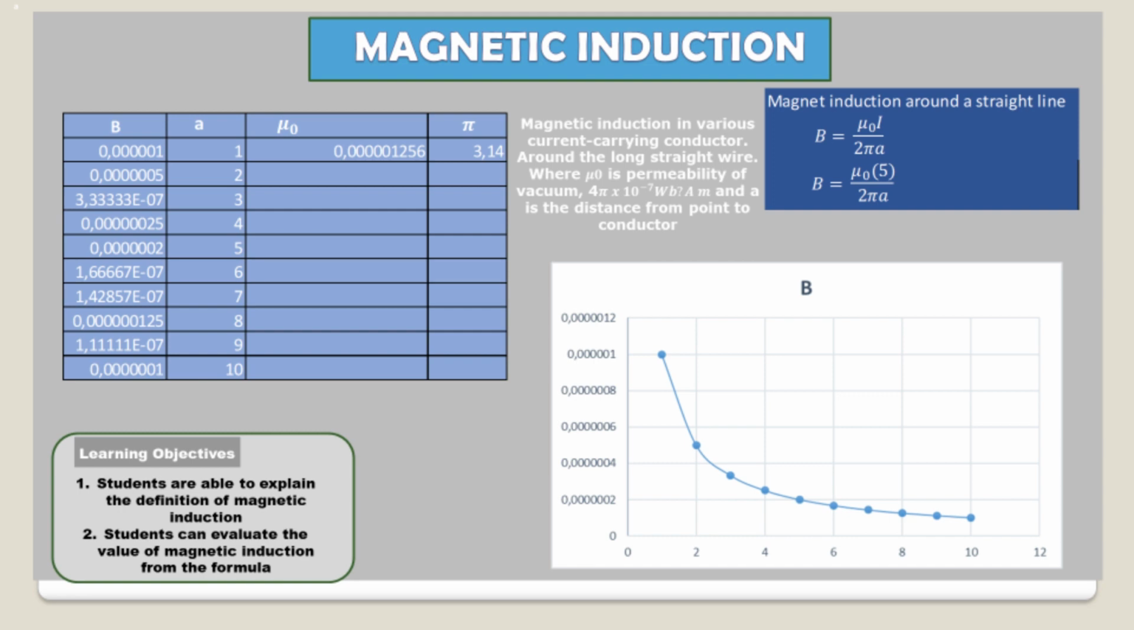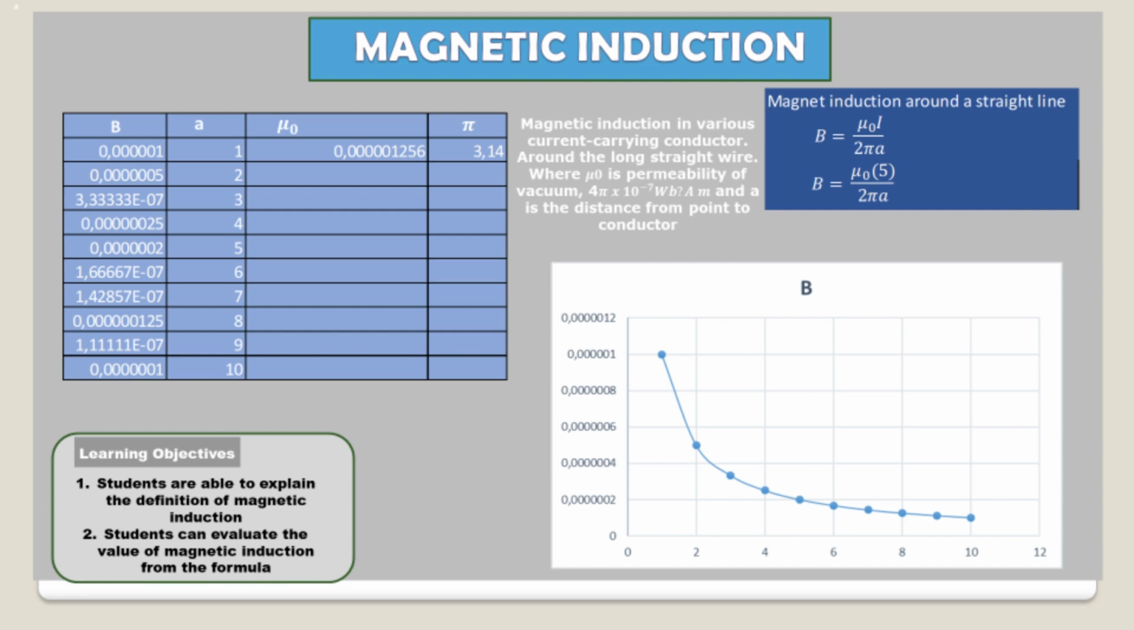So Lorentz force on a charge moving in a magnetic field is F equals Q times V times B times sin theta, where Q is electric charge with the units of coulomb, and V is speed of charge with the units of meter per second. The formula of Lorentz force on a charge moving is F equals Q times V times B sin theta.